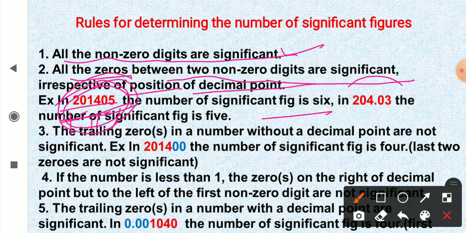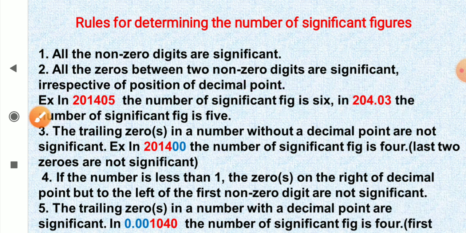And now I have chosen a decimal number, 204.03. Here you can see that 2, 4 and 3 are non-zero and zeros are lying between these non-zero numbers. So all are significant and this number has 5 significant figures.